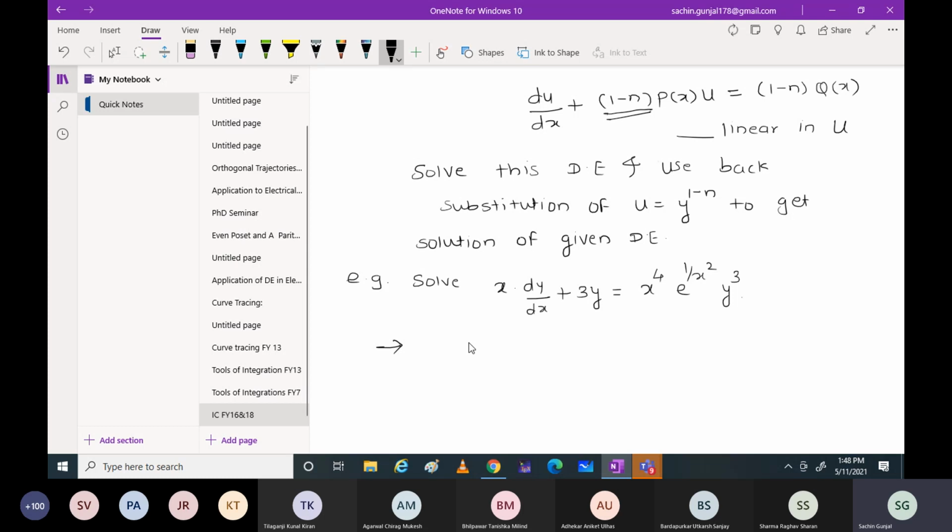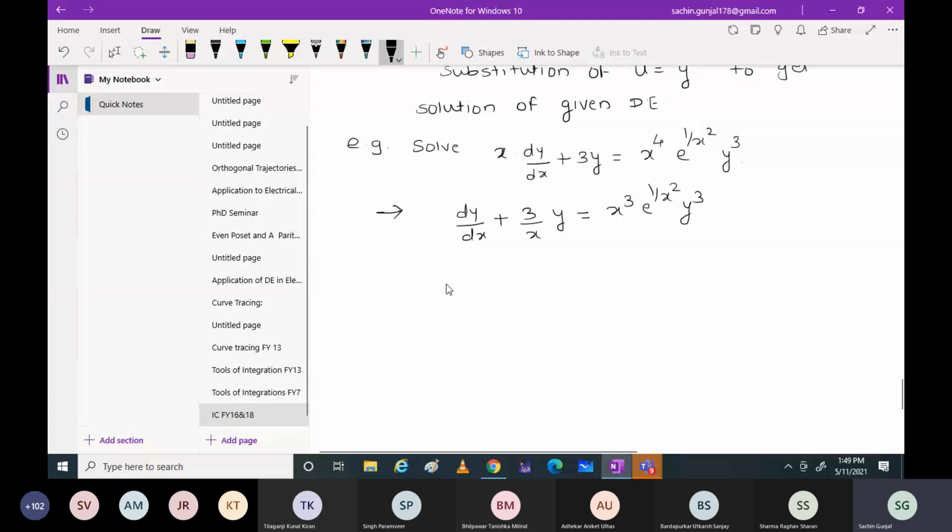What should be my first step? Yeah. So first of all, get rid of this x. I don't want the coefficient of dy by dx to be x. So I'll divide it by x. Okay. So dy by dx plus 3 by x into y equal to x cube e raised to 1 by x square y cube.